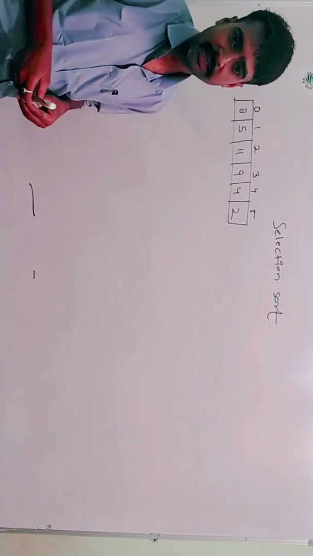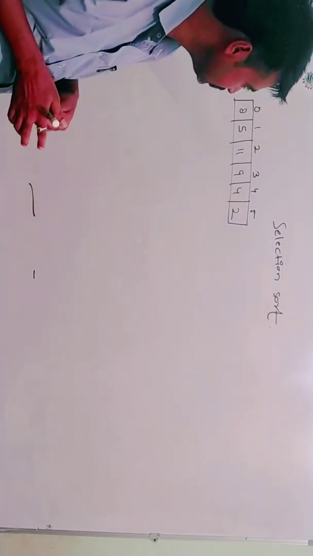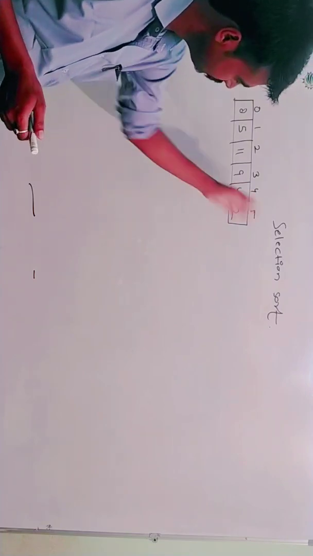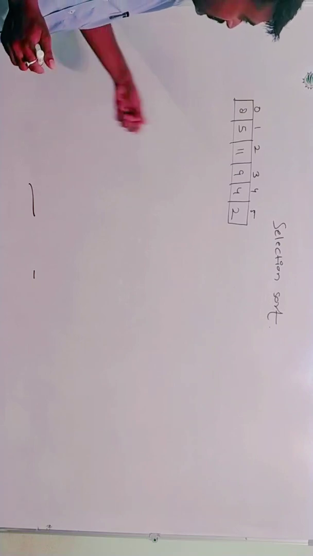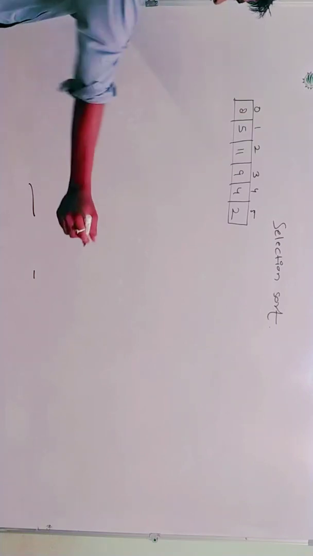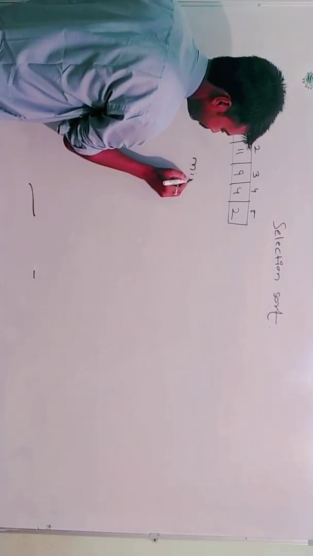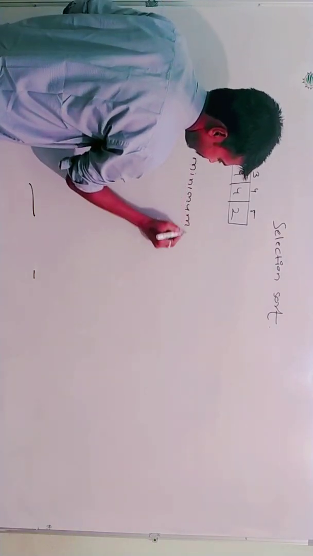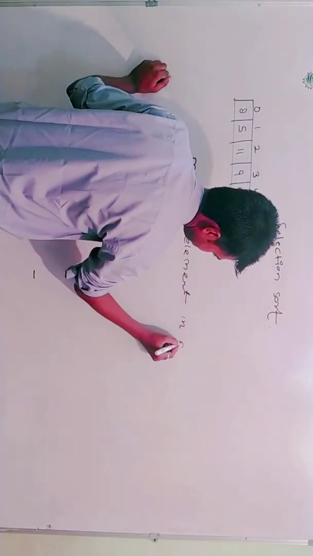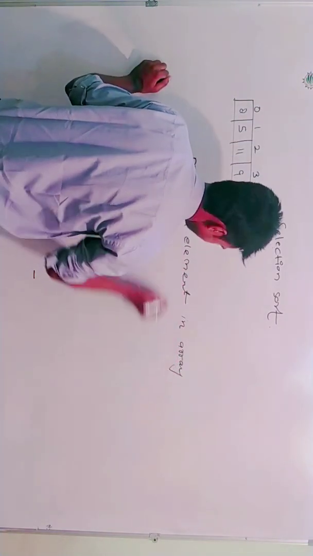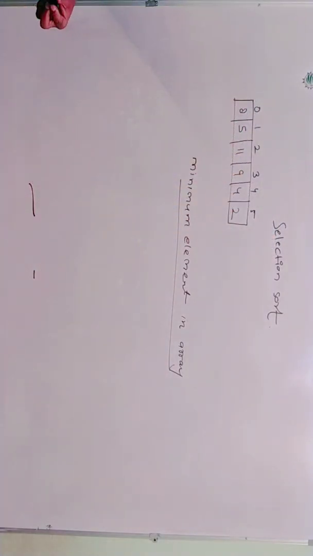Today we will discuss selection sort. Yesterday we discussed bubble sort, but today we will discuss selection sort. In selection sort we have to find the minimum element in n. We have to find the minimum element in n.